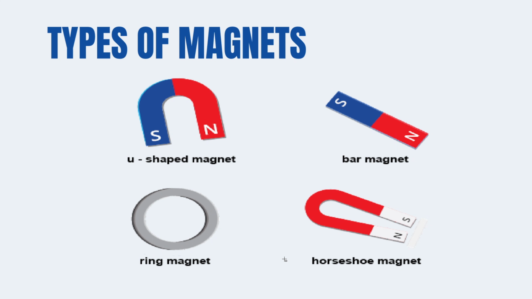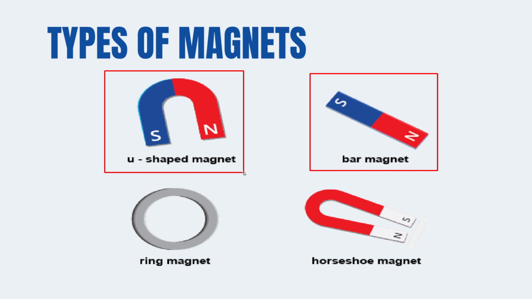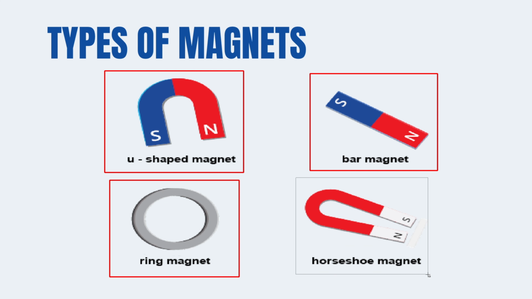The next thing is to get to know about the types of magnets. In the chapter of magnetism, we will be using a few names of magnets. For example, we will be discussing a bar magnet that has the shape of a bar. Then we will discuss a U-shaped magnet that has a U shape. After that, we will discuss the ring magnet. A ring magnet has a circular shape in the form of a ring. And at last, we will discuss the horseshoe magnet. The horseshoe magnet has a slightly deformed U shape and looks like the shoe of a horse.